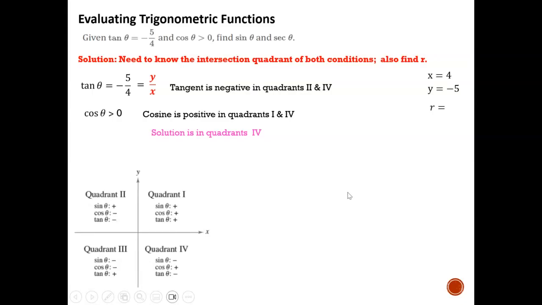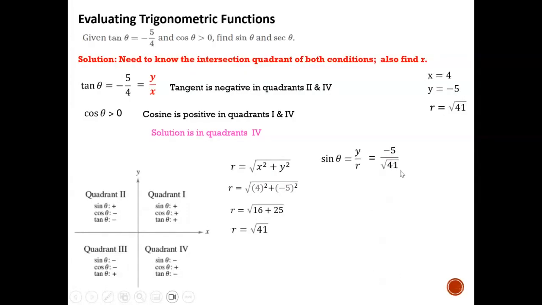Now I need to find r. The formula, right? So we're going to plug the 4 and the negative 5 in there. So it's going to give us r is equal to the square root of 41. That's my r. Now the sine is equal to y over r. So the sine will be negative 5 over the square root of 41.